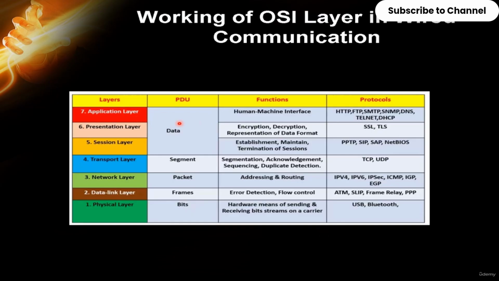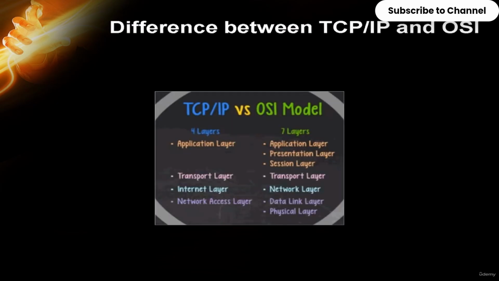The application layer is the human machine interface layer, which means it connects with humans. The protocols which operate here are HTTP, FTP, SMTP, DHCP, Telnet. Various protocols are used. If we talk about wired communication, one more methodology is used for communication, TCP/IP. So TCP/IP and OSI both work with wired communication.